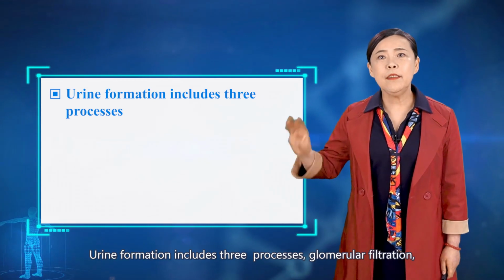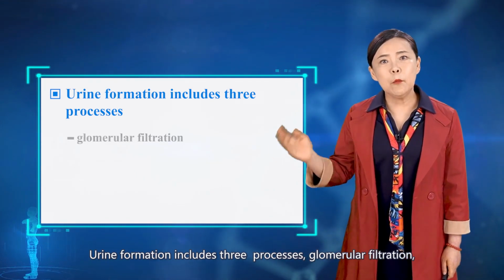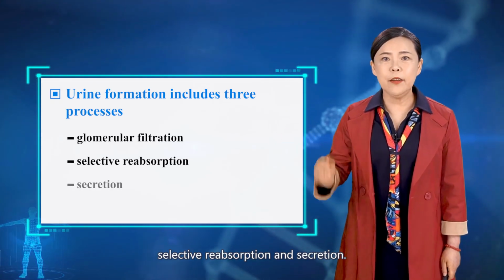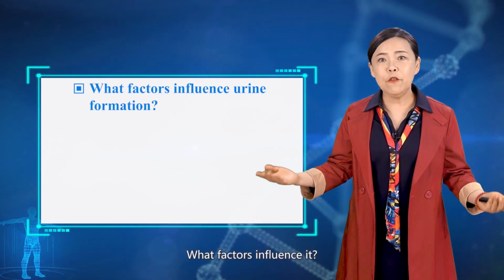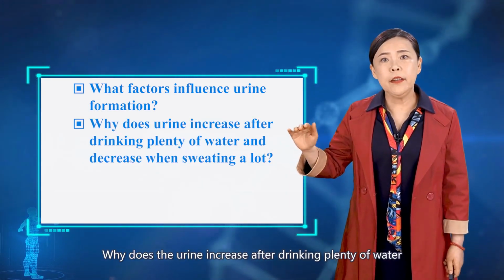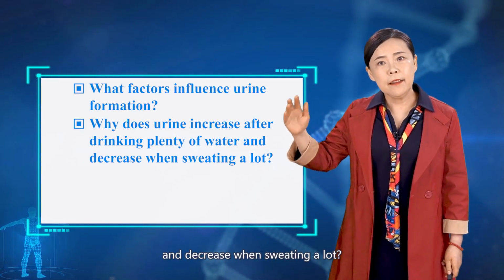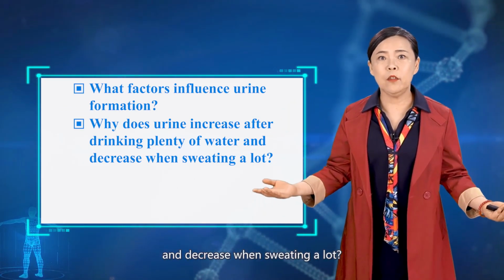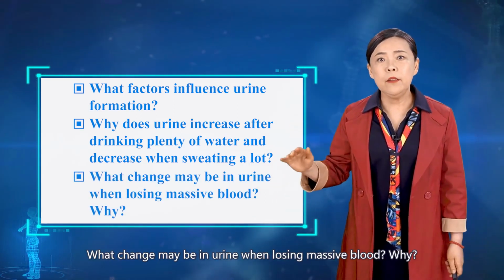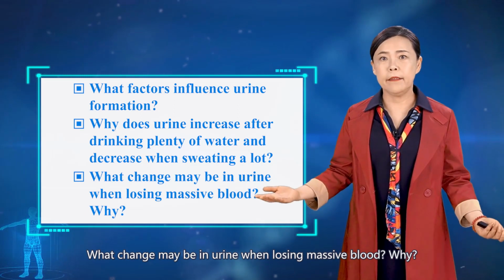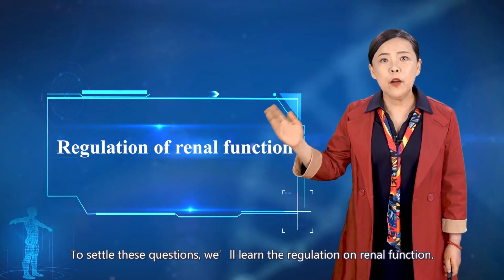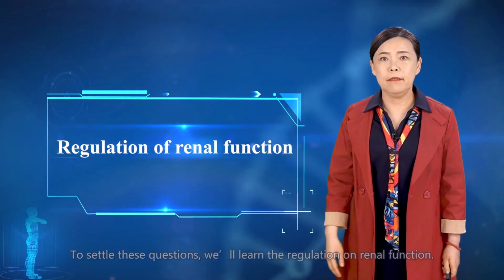Urine formation includes three processes: glomerular filtration, selective reabsorption, and secretion. What factors influence it? Why does the urine increase after drinking plenty of water and decrease when sweating a lot? What change may occur in urine when losing massive blood? To settle these questions, we'll learn the regulation of renal function.